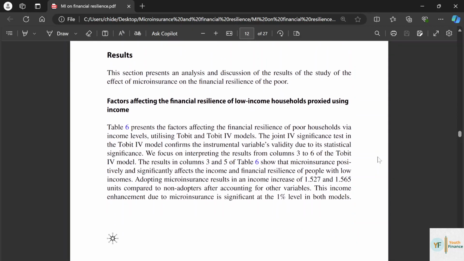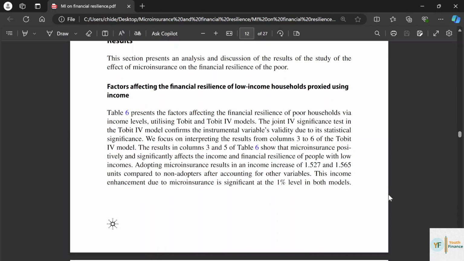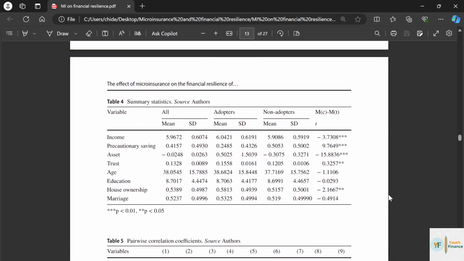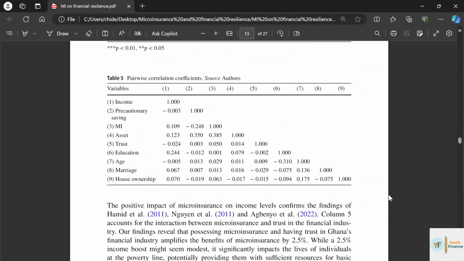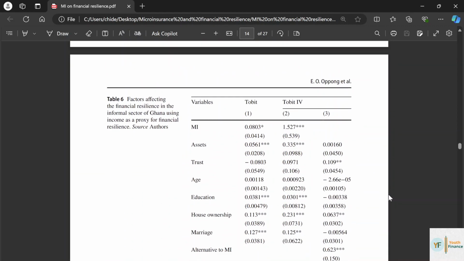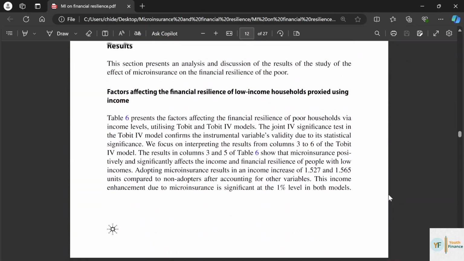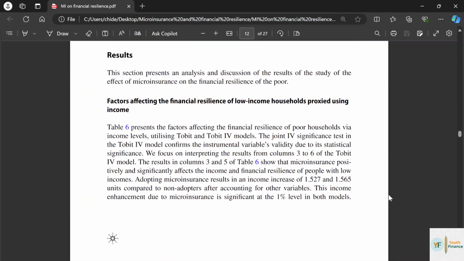So we come to the results section. We have table 6. This is table 4, summary statistics, table 5, pairwise correlation. So the table 6 is here. Table 6 presents outcome from the sub-objective, the effect of microinsurance on the financial resilience through the income.